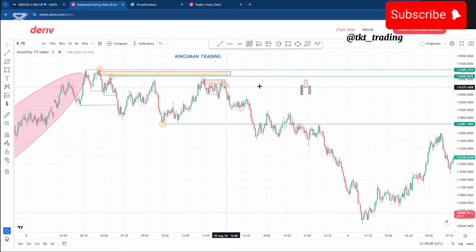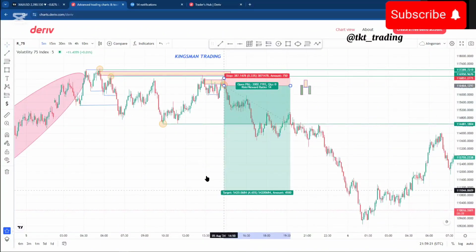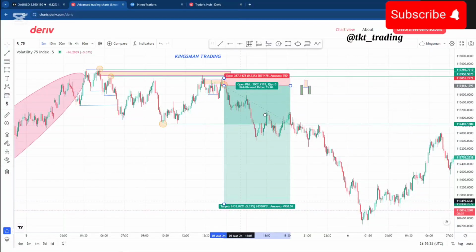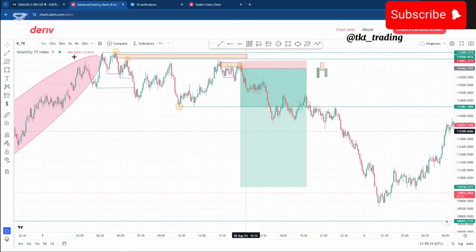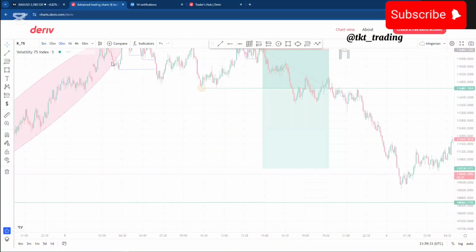Then your stop loss will just be above the wick of this particular candle. Then you can target your point C. So remember, I told you before you start, you can just move to either the 1 hour time frame or the 30-minute time frame and get your swing structure.